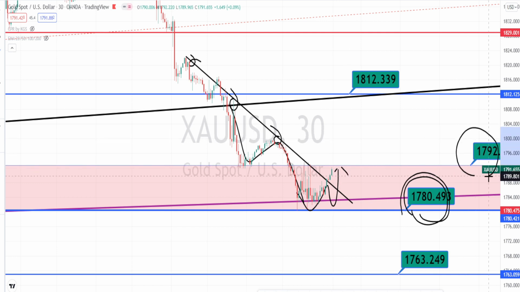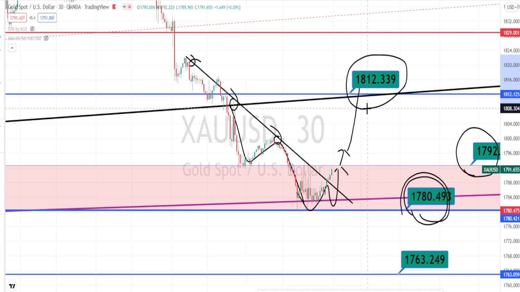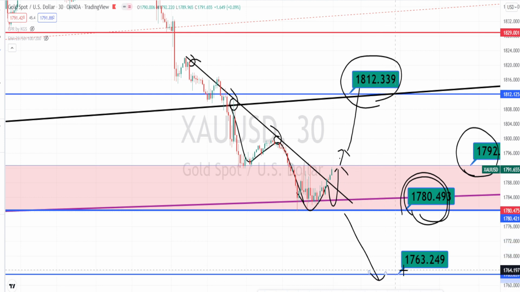level of 1792, and if the price action breaks this resistance level, we can expect the next level of resistance to be around 1812, and if the price action doesn't manage to break it, we can expect a further fall in this currency pair, and next level of support is going to be around 1763. The price action is currently trading within this support and resistance level from the higher time frame.